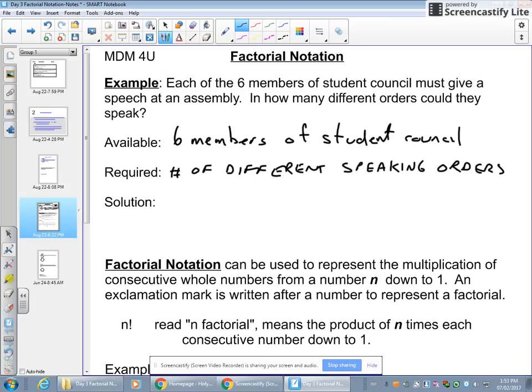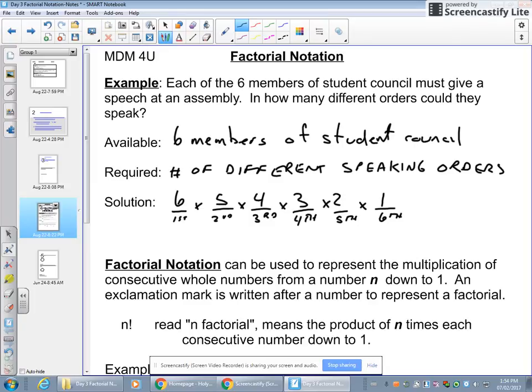And so what's going to be our solution? Well, in this case, we've got a total of 6 members. So it's really just a matter of saying that we've got our first member. There's 6 possibilities for our first member, right? And then once our first member has been chosen, there's going to be only 5 members left for the second position, and then 4 members left for the third position, 3 members left for the fourth position, 2 members left for the fifth position, and that will leave just 1 person left for the sixth position.